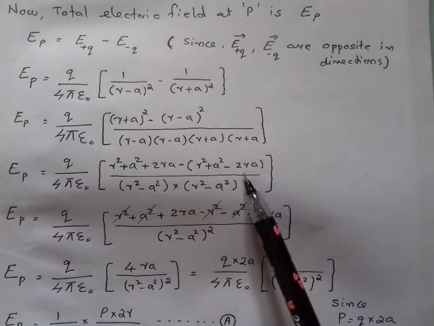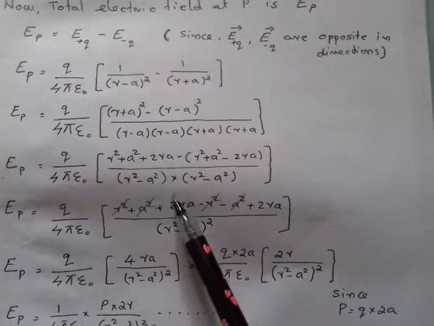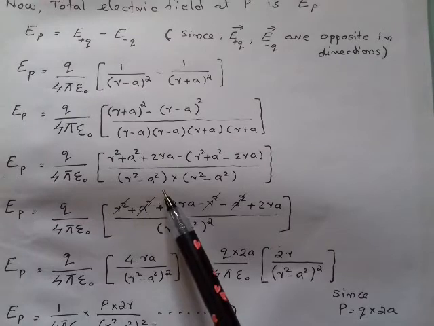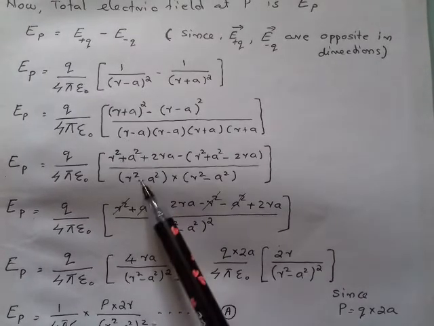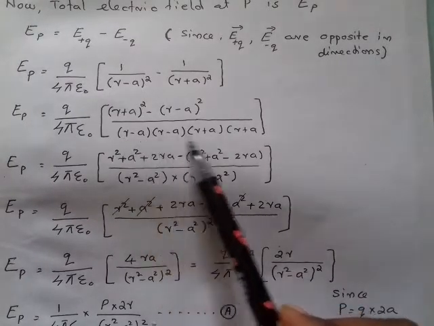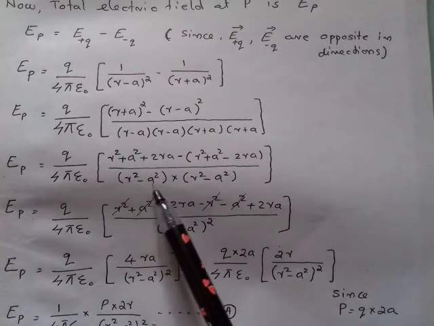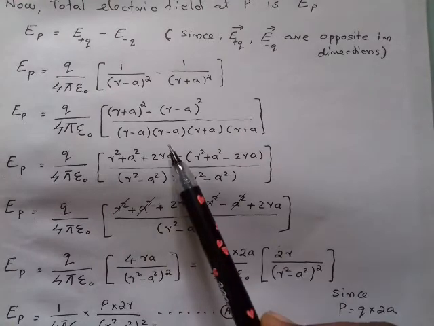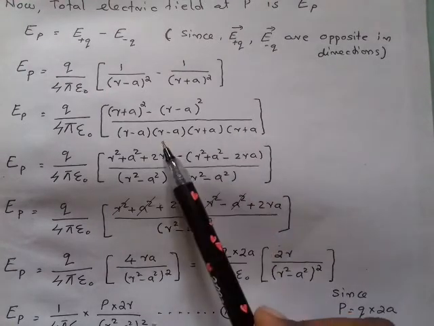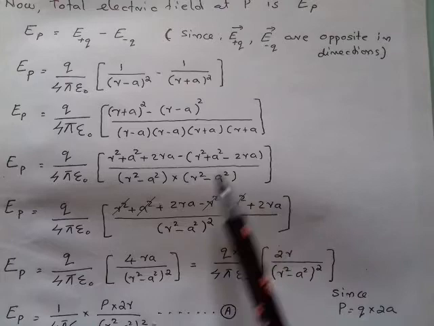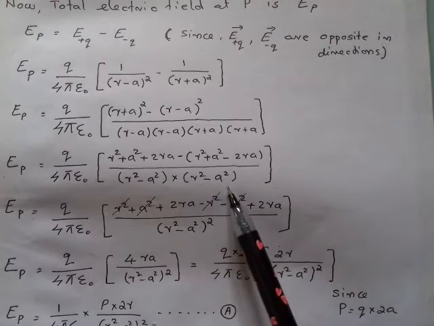Minus 2ra. And the denominator, we will write in this way: r minus a into r plus a. R minus a into r plus a is r square minus a square, into another similar set, r minus a into r plus a. That is again r square minus a square.